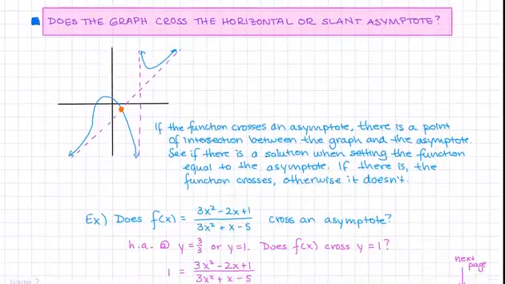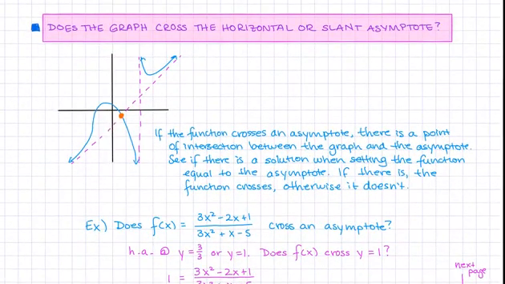Okay, so now how do you know if the graph is actually going to cross the horizontal or the slant asymptotes? Well, if you think about this picture here, this is just an example. Let's say we have a vertical asymptote, and we have a slant asymptote right here. If the graph happens to cross the slant asymptote, what we have here is a point of intersection. And so you're just trying to find the point of intersection.